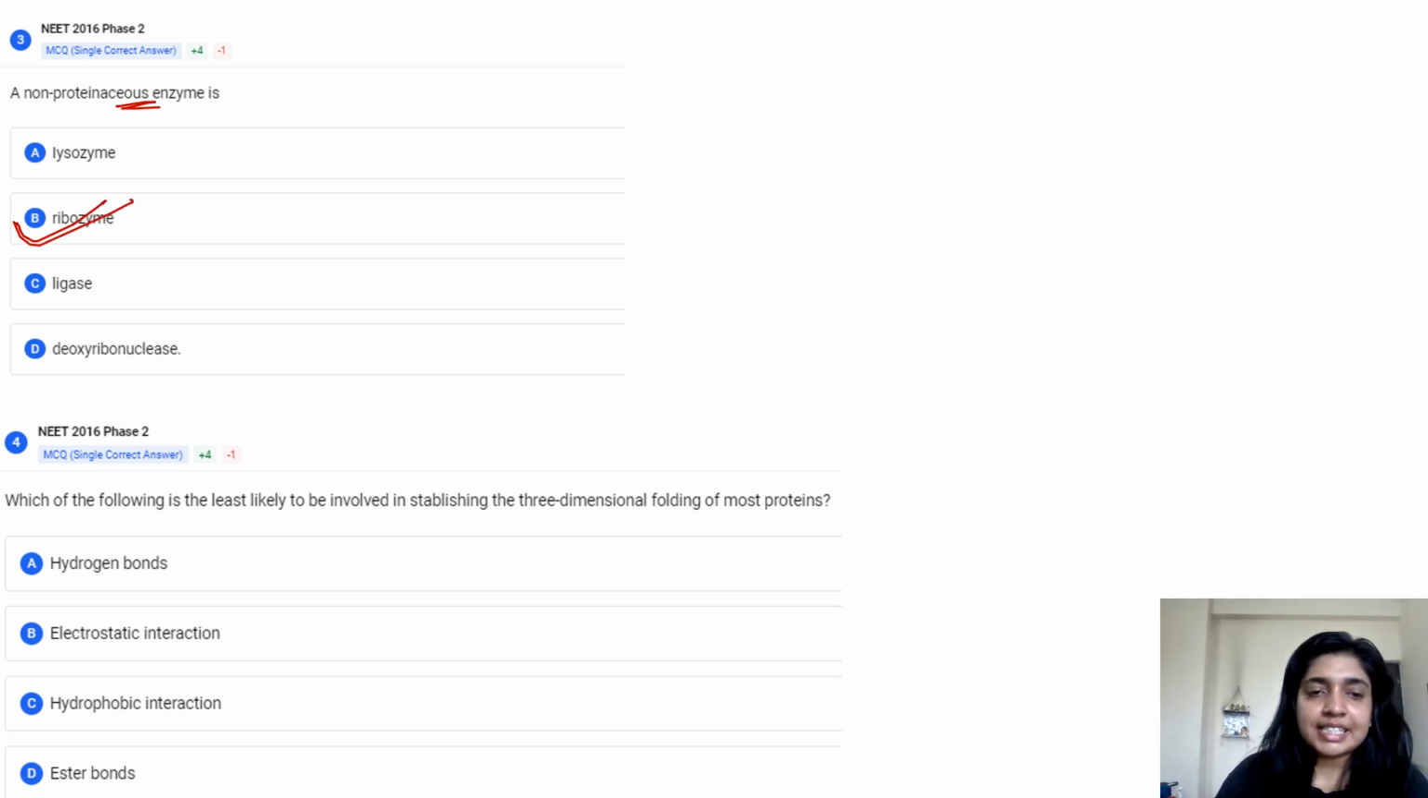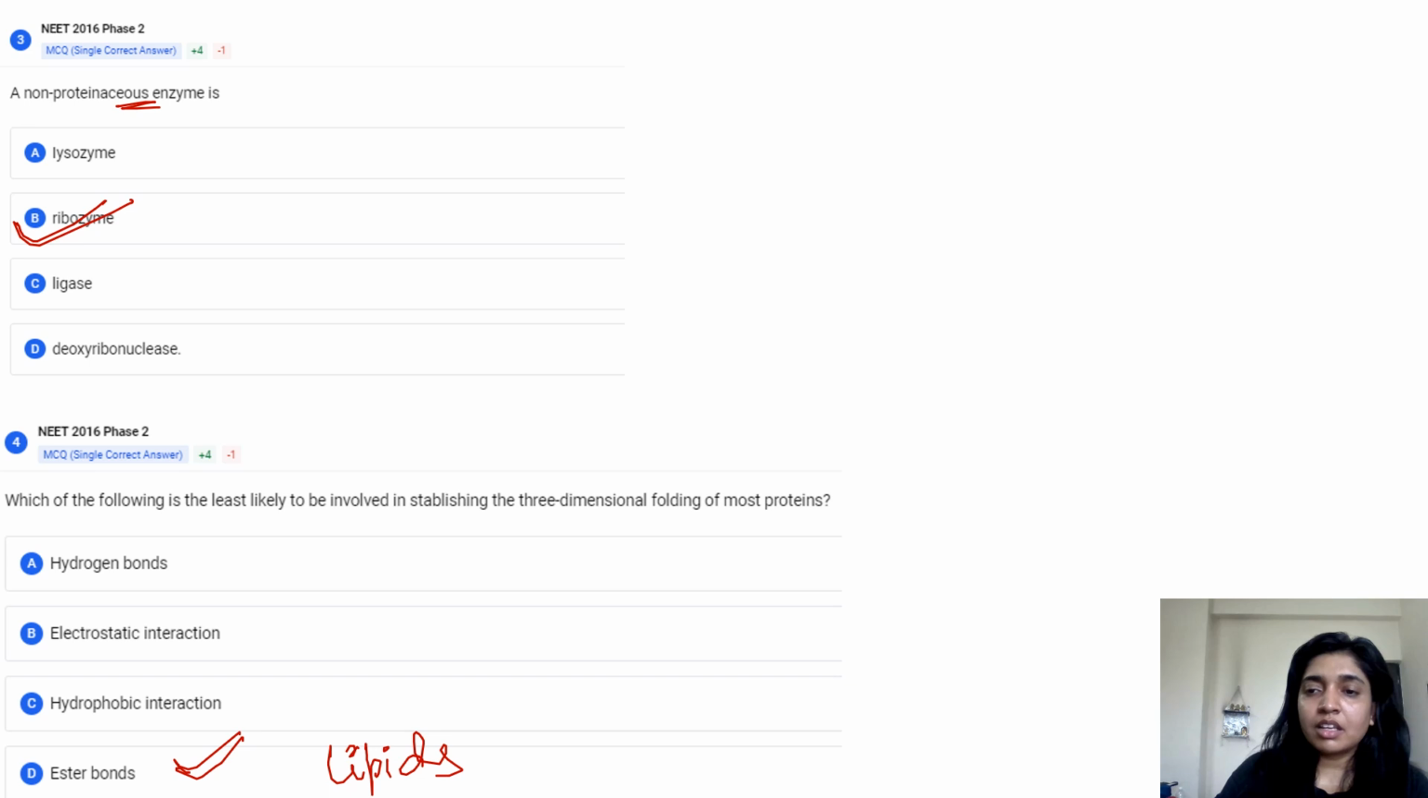Which of the following is least likely to be involved in establishing the 3D folding? So when we are talking about the 3D folding, it has sulfur-sulfur bond, it has hydrogen bond. However, ester bonds are not there in the proteins. Ester bonds are in your lipids and not proteins.